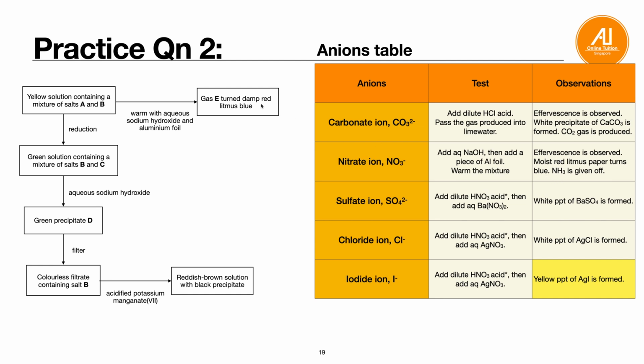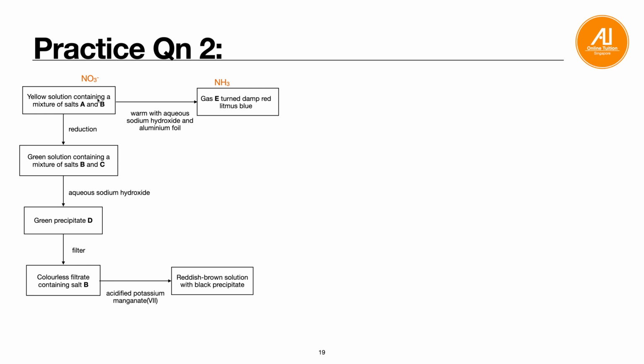So NH3 here. Okay, so here gas E must be NH3, and this shows that nitrate ions must be present in the yellow solution. So you can put NO3 minus first. So if you only know the anion, you can just put NO3 minus. Then we'll figure out the cation later. Okay. Next, let's look at this one.